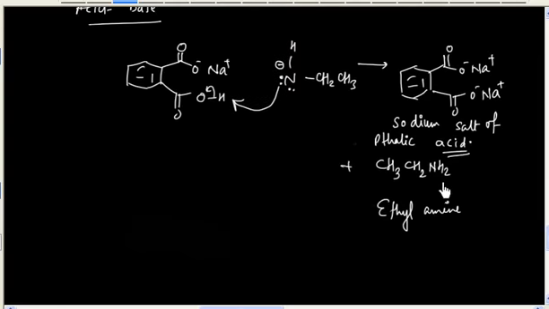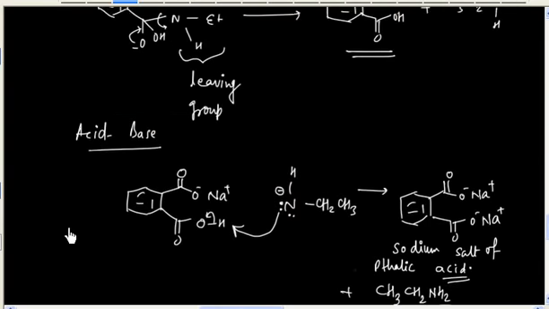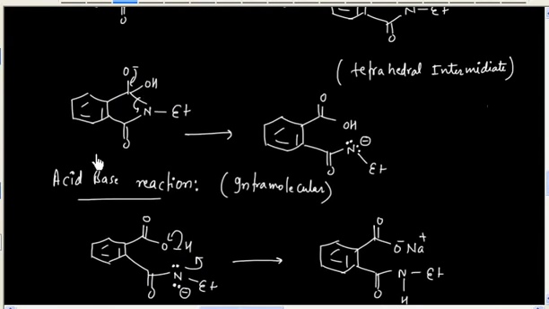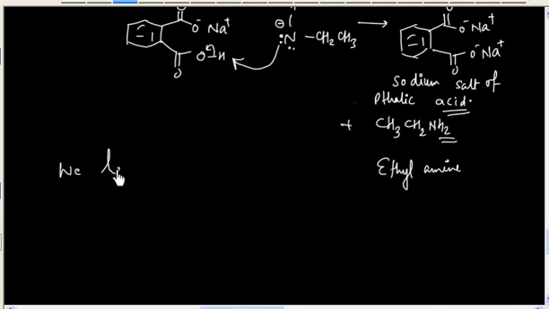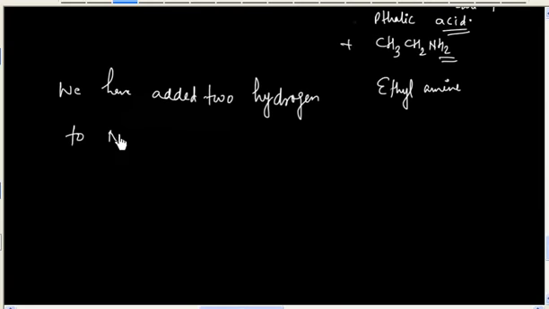So we have basically added 2 hydrogen to the nitrogen. So finally this nitrogen gets freed and in place of these bonds we have hydrogen. So in the whole reaction we have added 2 hydrogen to the nitrogen atom. That's why this reaction is used for preparation of primary amine.